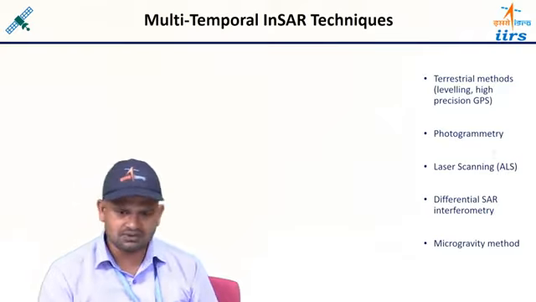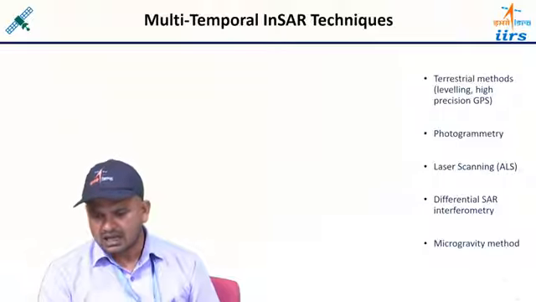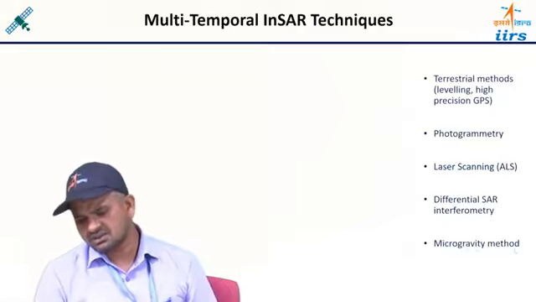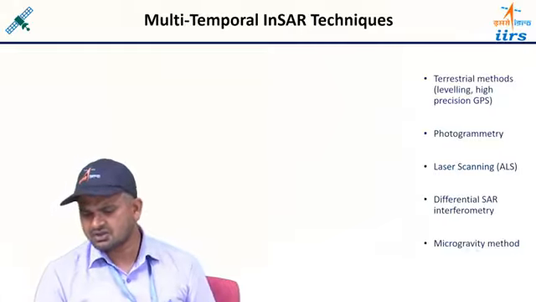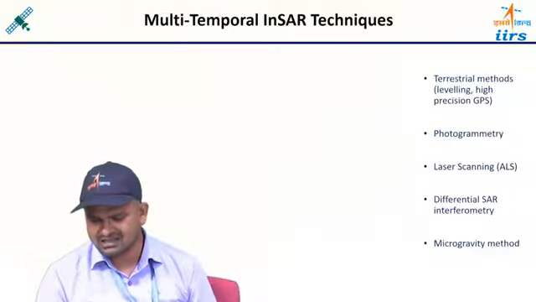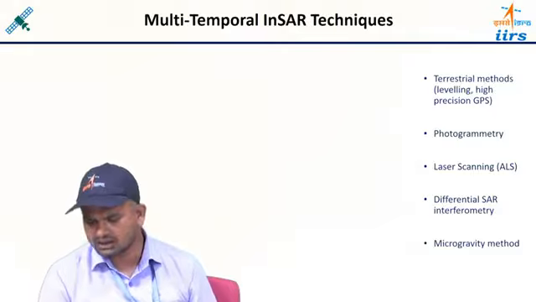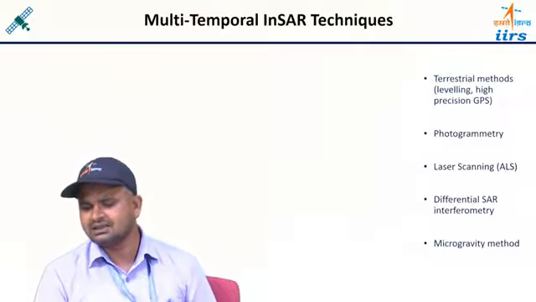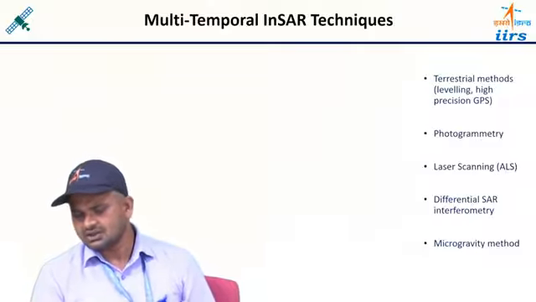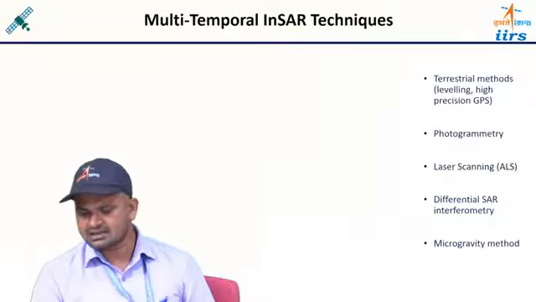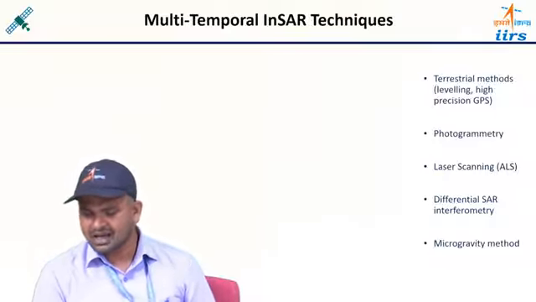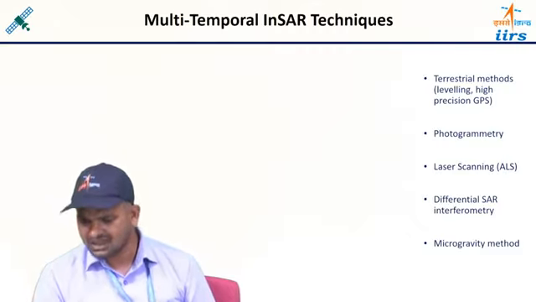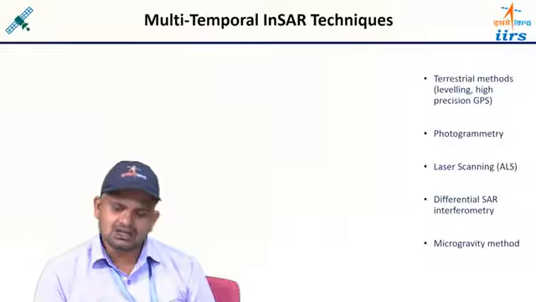Differential SAR interferometry, which we are going to discuss here, and then microgravity methods. So these are basically the direct methods by which we can understand how the land surface is going in the upward direction or the downward direction, because the surface of the earth is directly governed by the gravity of the earth. So where the gravity is large, and what is the role of gravity over the different parts of the globe, and accordingly we can understand how the deformation is varying over the earth surface.